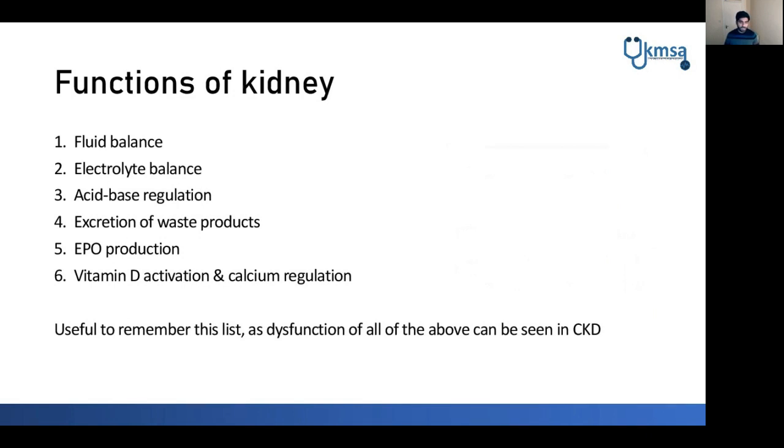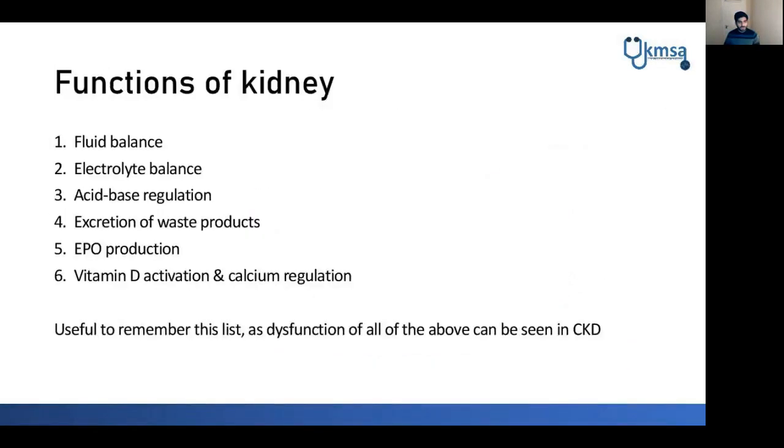The good way to remember it is to think, what should the kidney do? And then in CKD, it loses all these functions. So usually it's very good at controlling our fluid balance, different electrolytes, acid base. It excretes nitrogenous waste products like urea, creatinine, ammonia. It produces erythropoietin for red blood cell production. And it activates vitamin D and plays a role in calcium regulation. So all of these are functions of the kidney that we should remember.